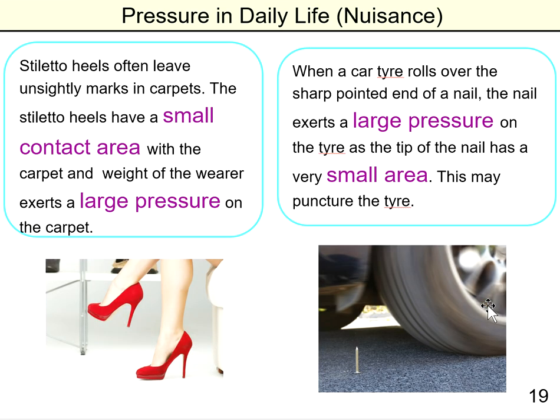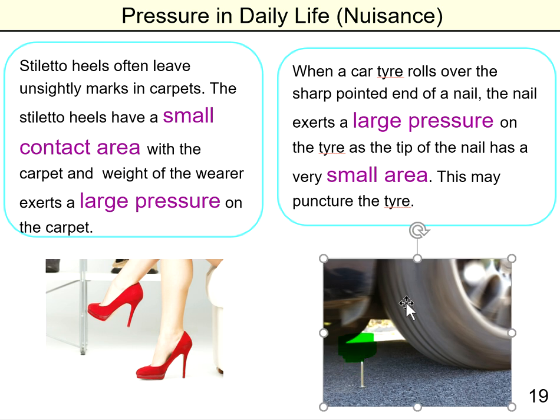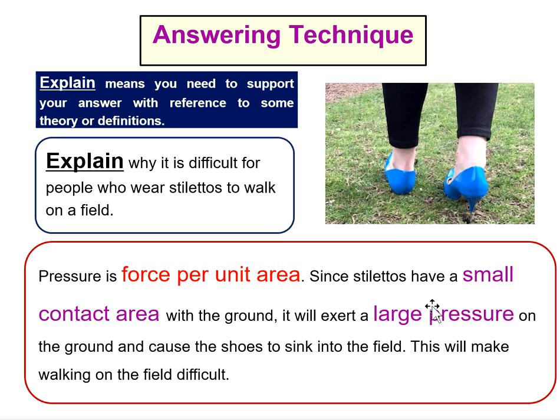I think we have spoken about stiletto a few times, so I will not say much about this. Car tires. If your car tires roll over a nail that's on the floor, the tires get punctured. Again, because the nail has a very small area, with a small area the pressure that it exerts on your tire can be quite big, and that can easily puncture your tires.